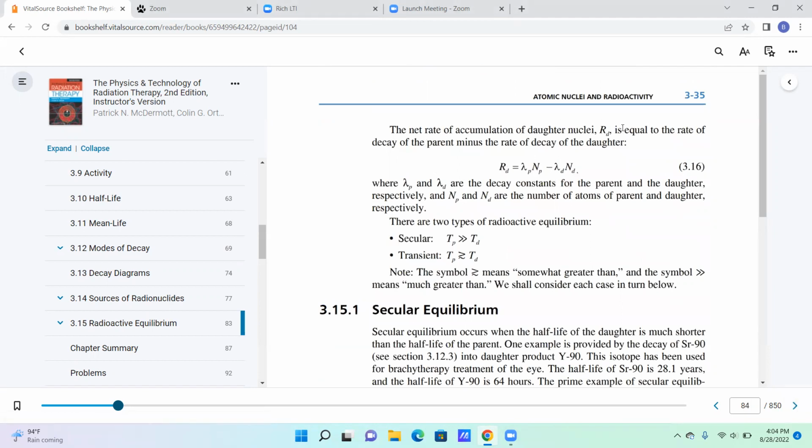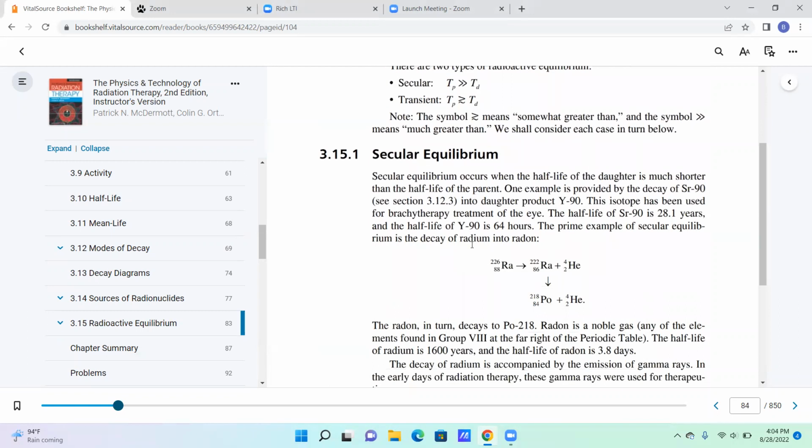The net rate of accumulation of the daughter nuclei is equal to the rate of decay of the parent minus the rate of decay of the daughter. Now you've got two different types of radioactive equilibrium. You've got secular, and then you've got transient. And this means somewhat greater than, and this means much greater than. So we're going to discuss both of these.